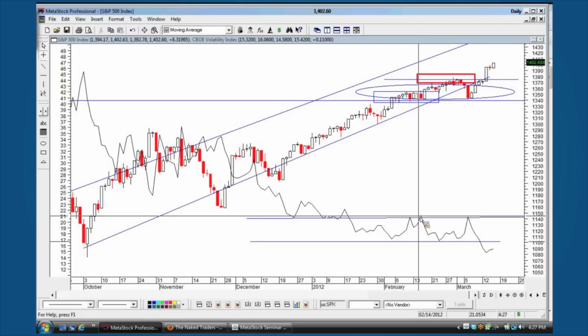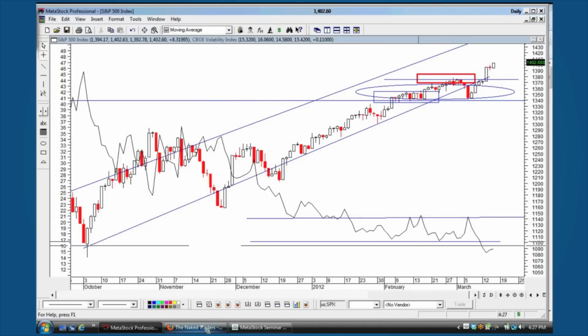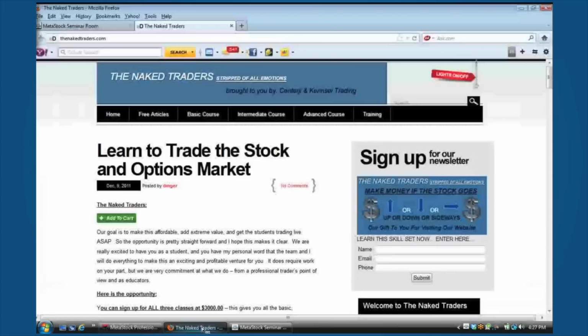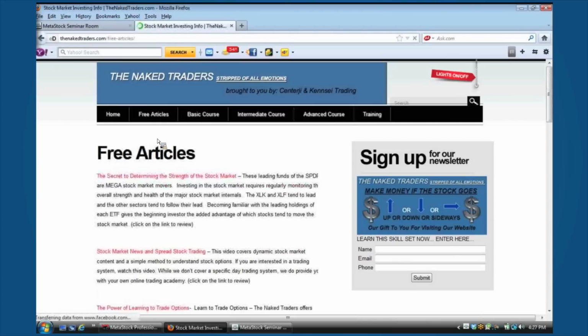You want to go take a look at the internals of the marketplace. Now, if you don't know the internals of the market and you don't know the 9 different major sectors of the SPX, I have it listed for you right here on Naked Traders. You can easily go to nakedtraders.com and click on free articles. And this is all available for you. You click on the secret to determining the strength of the market.